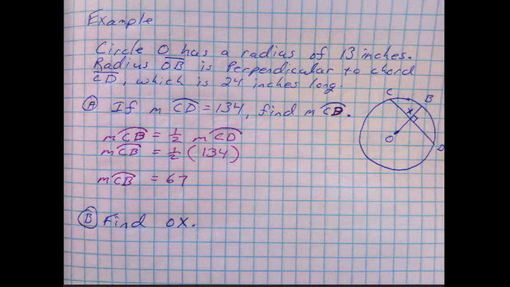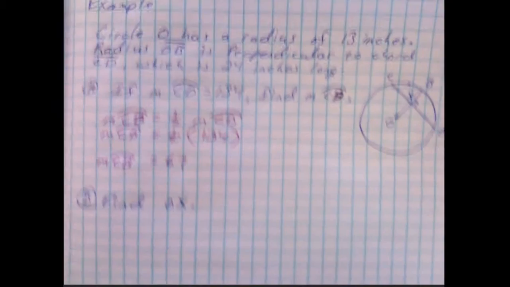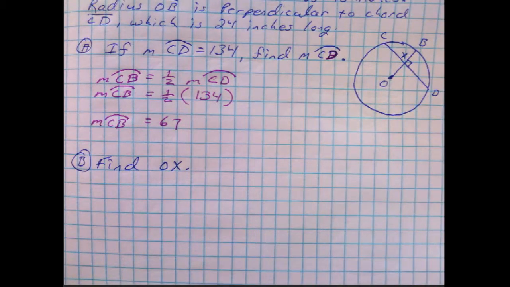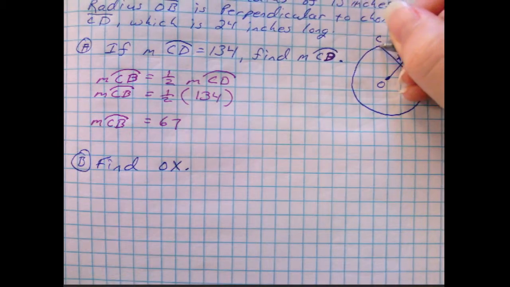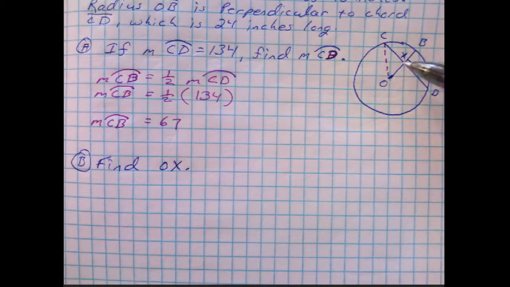Okay, so the measure of that one is 67. So then the next piece that we have is we're going to be finding OX. The first thing we're going to do here, let me slide up just a little bit, is draw a radius from O to C, or C to O. We're making a triangle here. Okay, so now we have a right triangle.